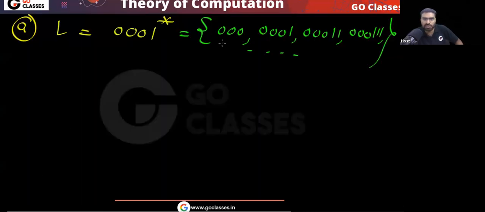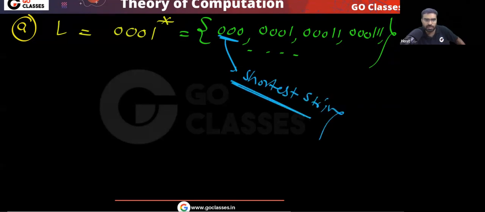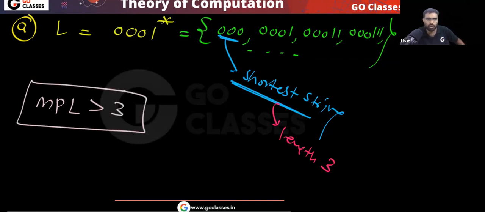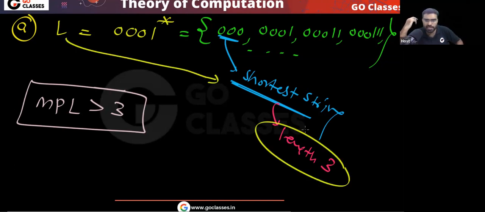If you remember, I told you this is the shortest string, correct? Yes or no? This is your shortest string, and because this is the shortest string, it has length 3. So what can I say? Minimum pumping length should be greater than or equal to 4, or I can say it should be strictly greater than 3. Do you agree with me? In this language, the shortest string has length 3, so minimum pumping length should be strictly greater than 3.